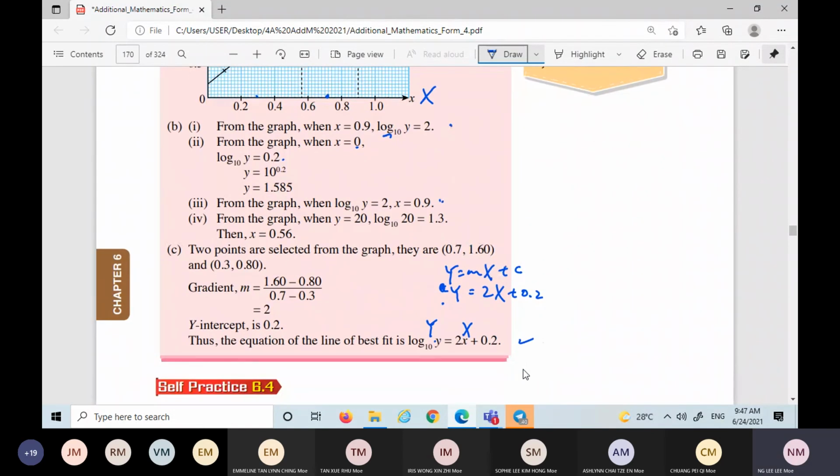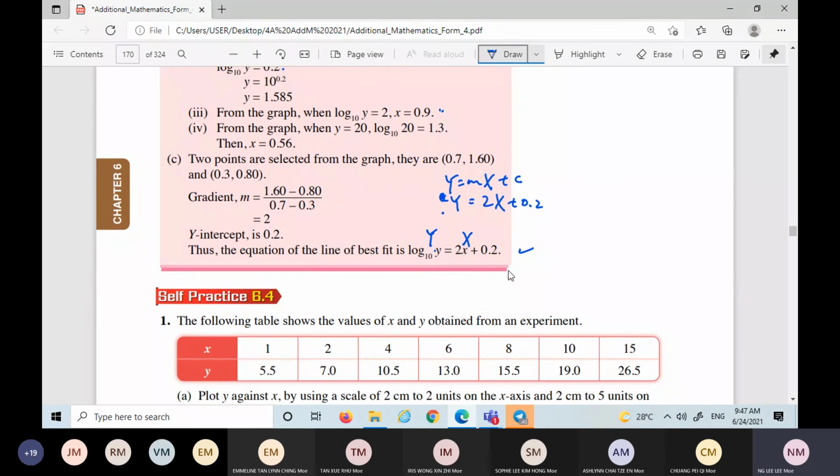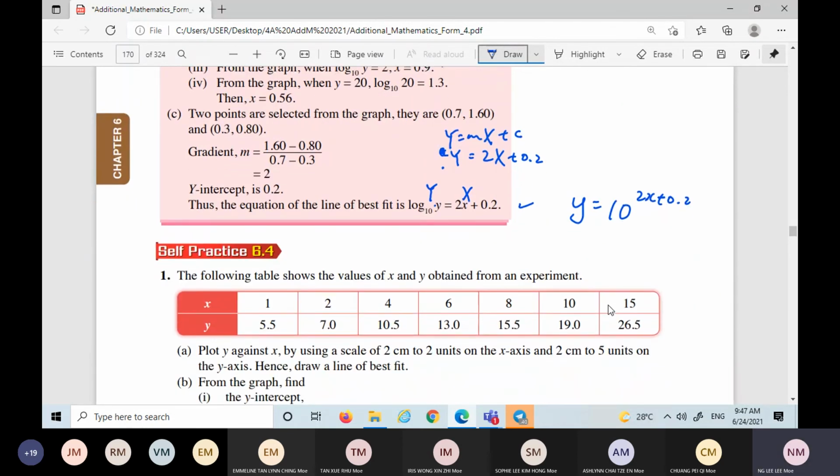Because this question, they didn't ask you to express y in terms of x. If they ask you to express y in terms of x, then you have to bring the 10 to the other side. How? You still remember, this is log form, change to index form, so y equals 10 to the power of 2x plus 0.2. This is the answer. Okay, finish.